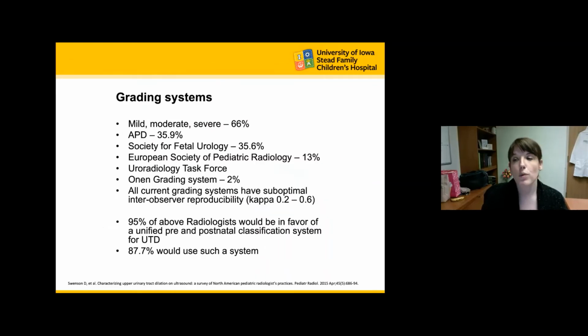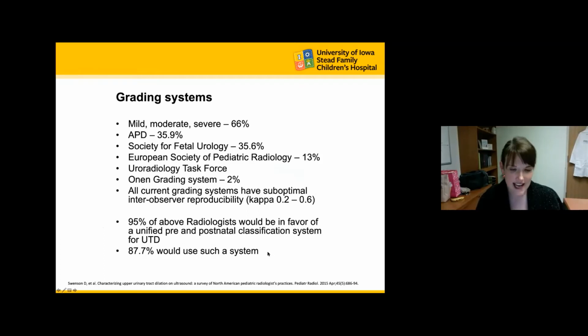Okay, so what grading systems do we have and how can we make those better? How can we better evaluate renal ultrasonography to use for our advantage, to help predict outcomes, to help counsel parents? There are a lot of grading systems out there.